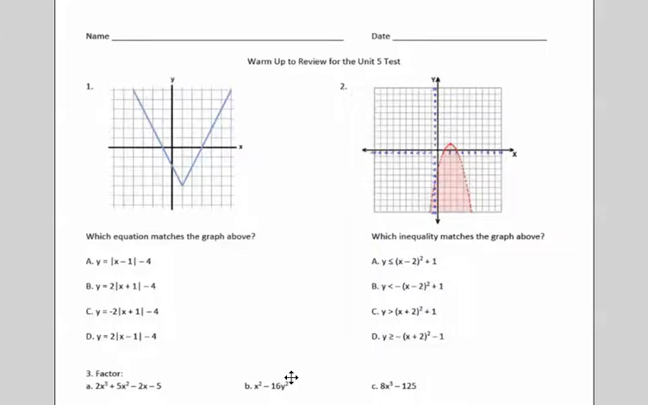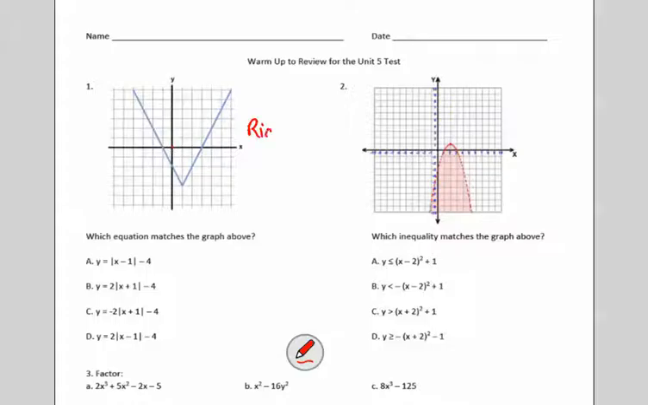Okay, Algebra 2 students, we are doing a warm-up to review for your Unit 5 test. Look at your first graph. From the V shape, you should be able to tell this is an absolute value graph. Your vertex would normally be at 0, 0. And you moved your vertex right 1 and down 4.